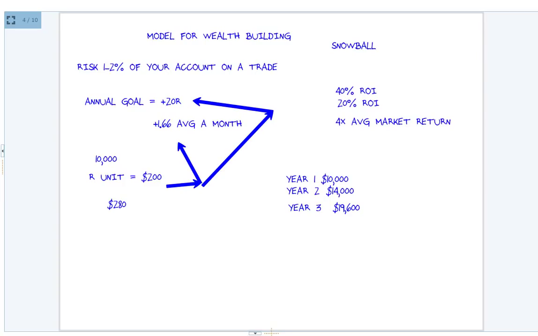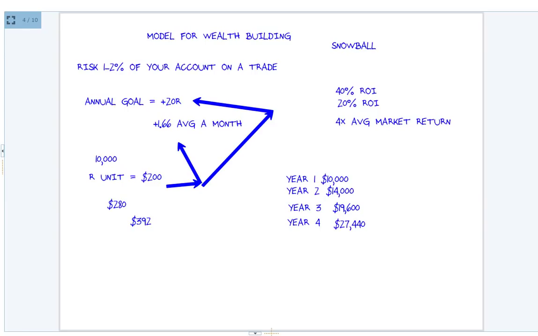Now year four, 19,600 is your starting balance, into 2%. Our risk now on year four is about 392. So 392 into 20, you made 7,840 plus 19,600, which is 27,440. Year four, 27,440 is our balance.